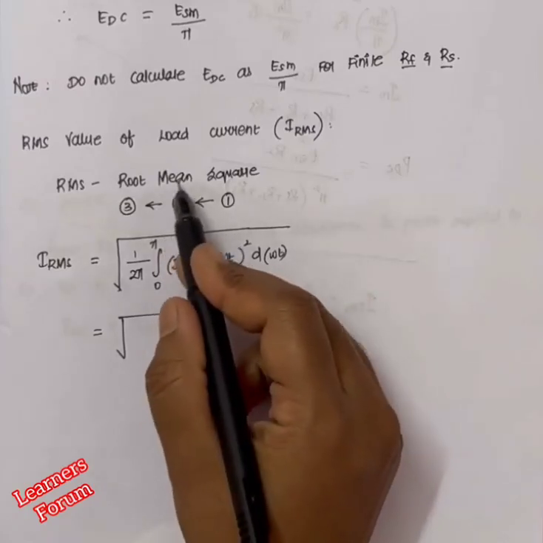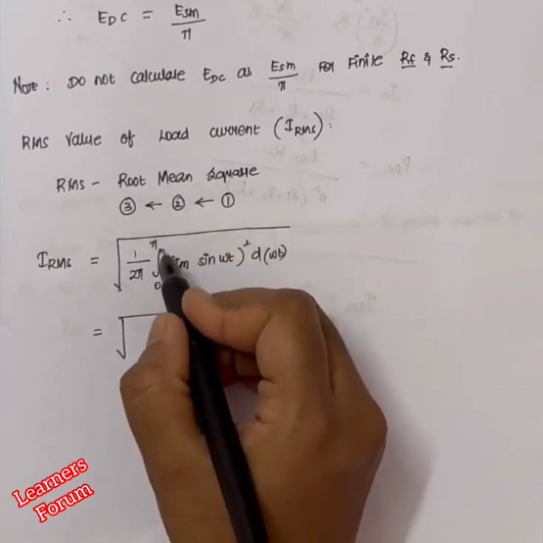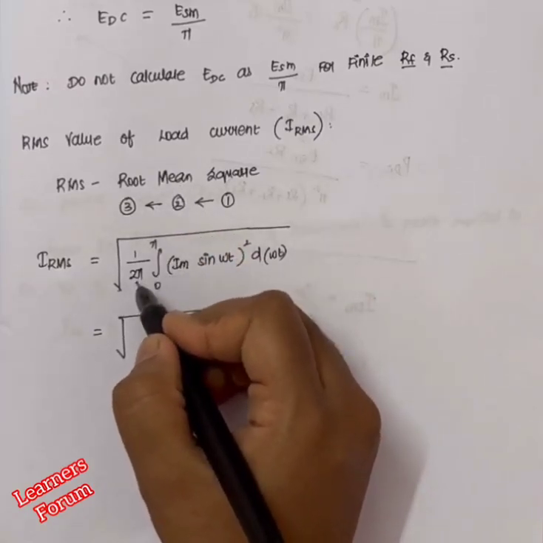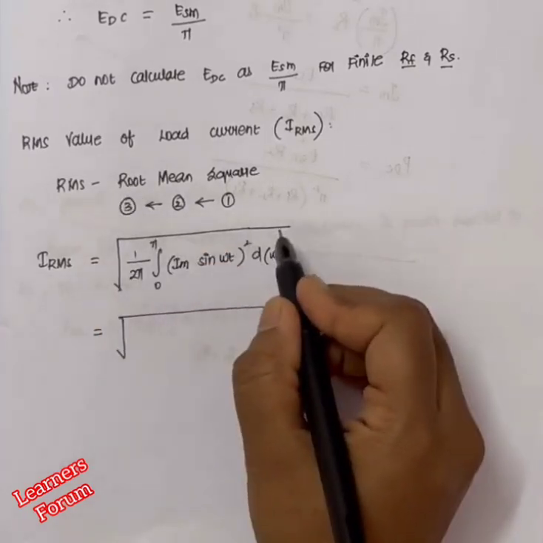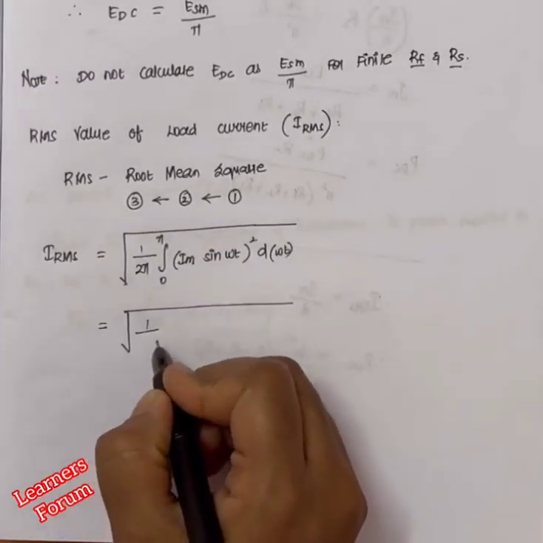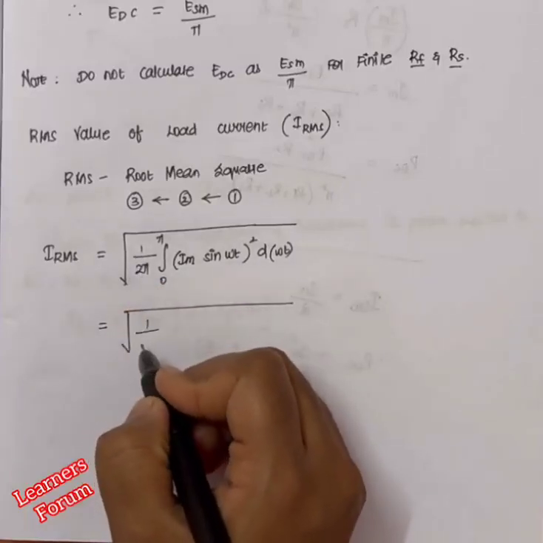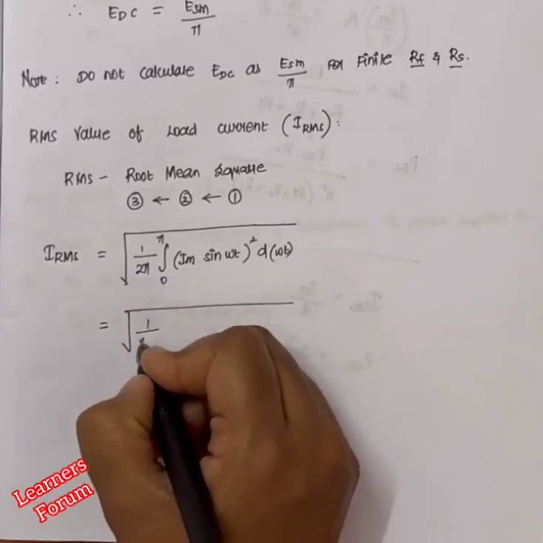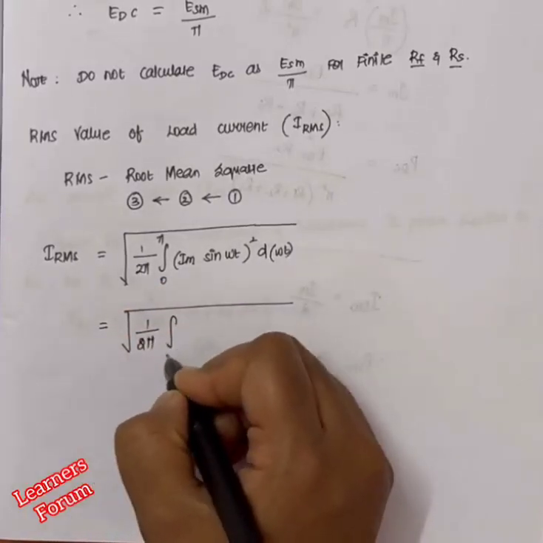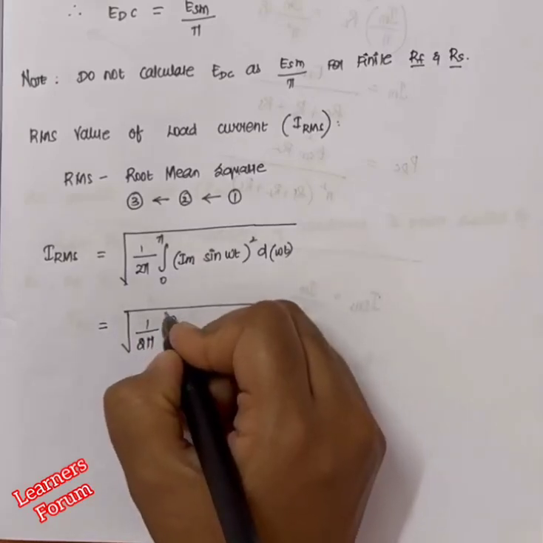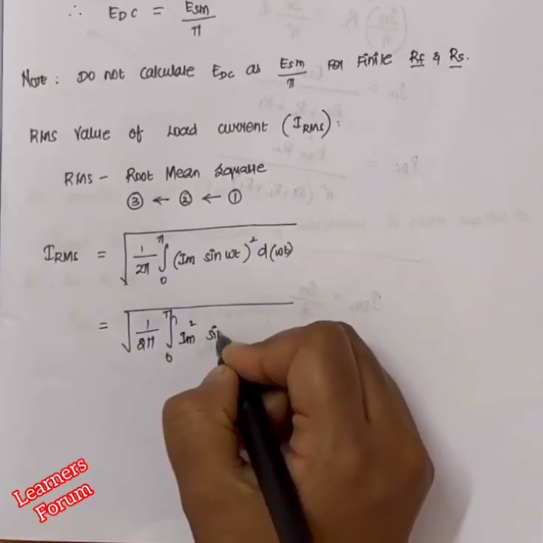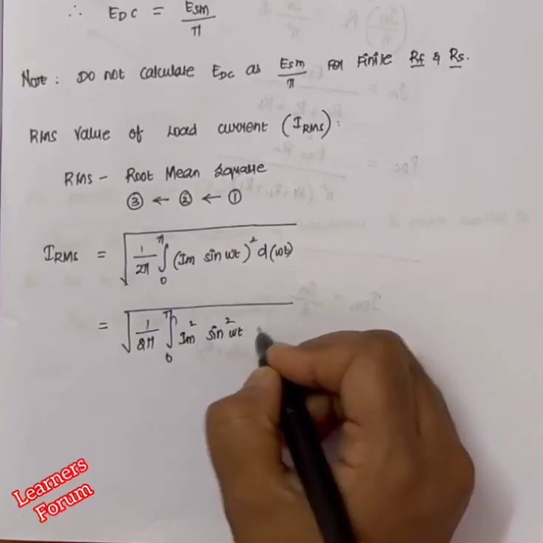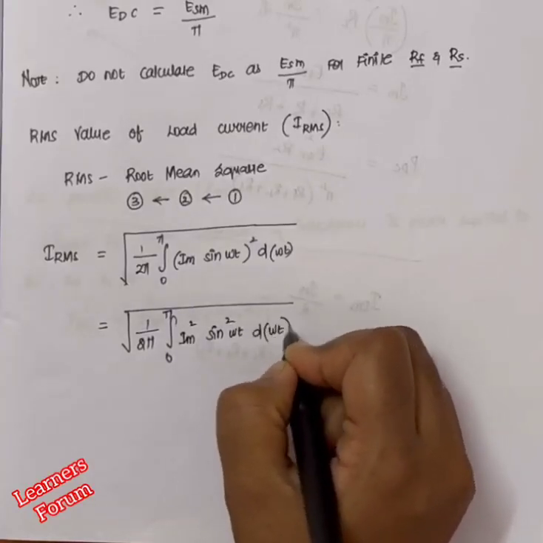Then you have to take the mean value. So it is integral of 0 to pi divided by 2 pi. And third thing is you have to take square root. So we have a square root over here. Now let us calculate to find the actual value, which is square root of 1 by 2 pi integral 0 to pi Im square sin square omega t d of omega t.